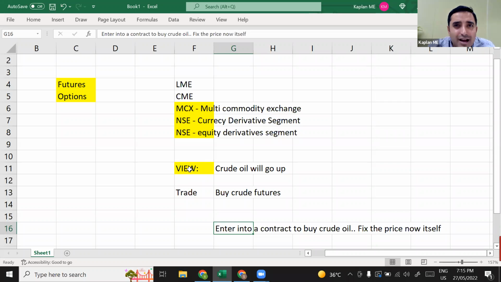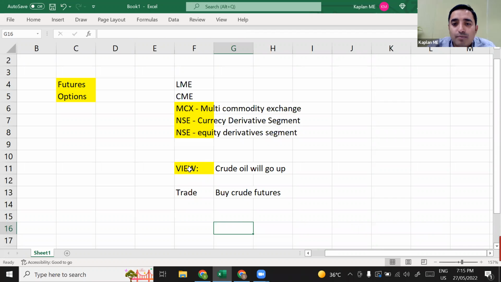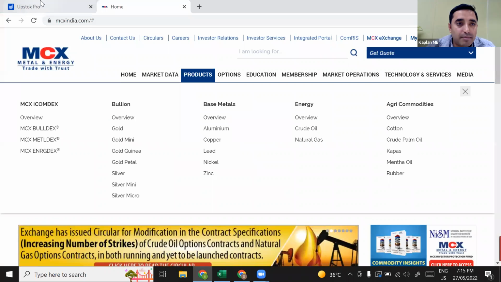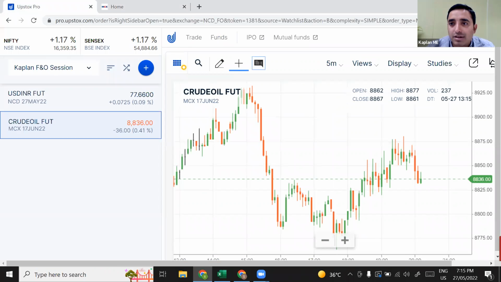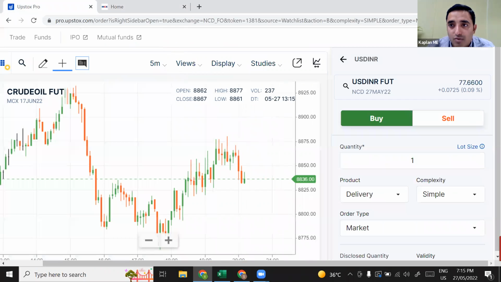But how is this executed? To do this, you have to go through a broker who's going to give you a platform so that you get connected to the exchange. And one such exchange that I'm going to get connected to is the Multi Commodity Exchange. Clear? This is basically my broker. Ignore all these things. This is basically my own personal account. Anyone who knows my name would know.